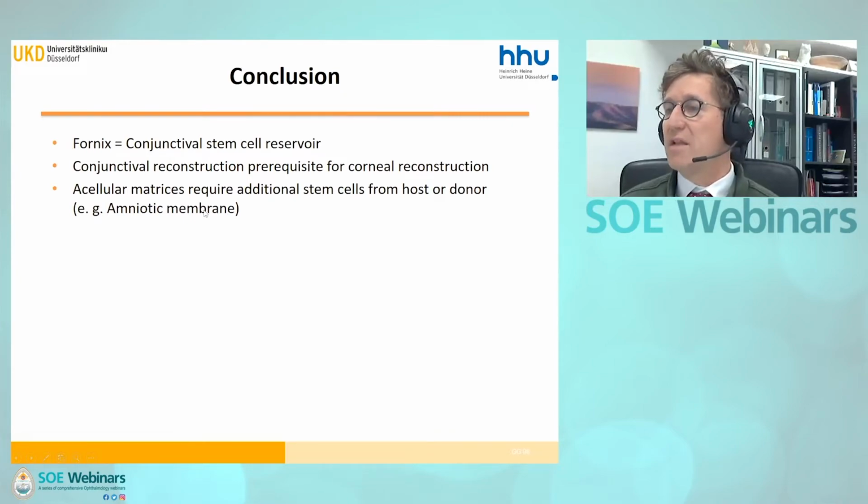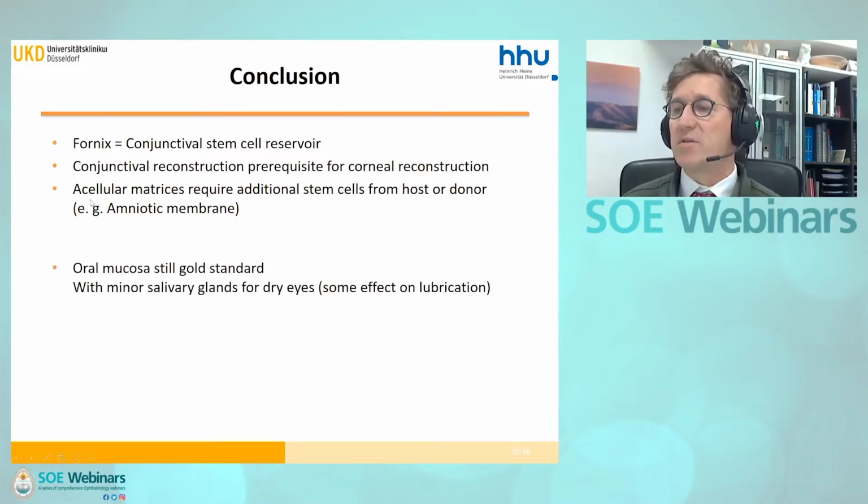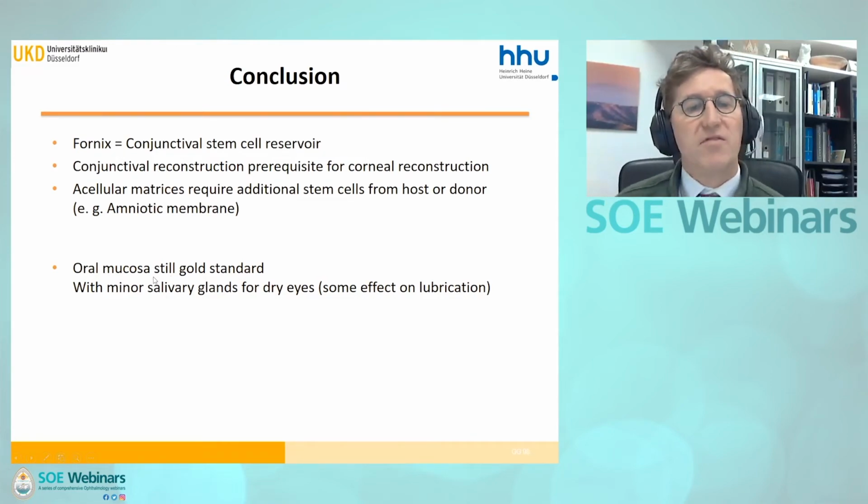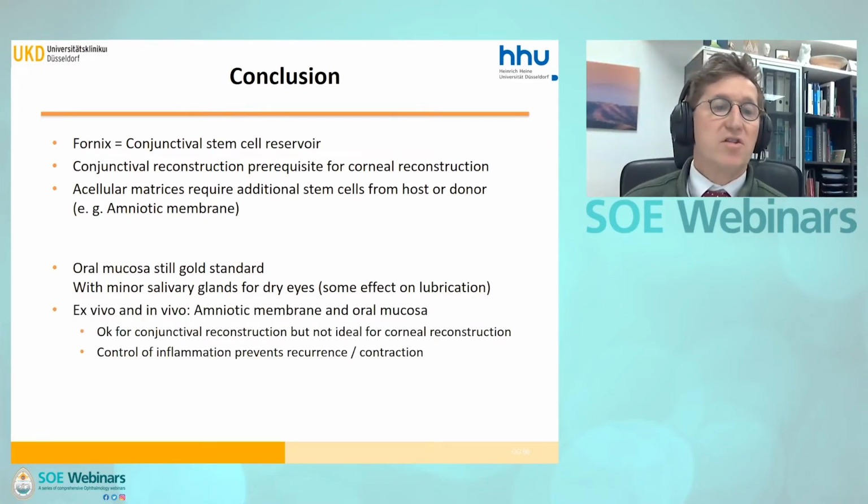If we use acellular matrices, we need stem cells, either from the host or a donor reservoir. And this is particularly important in amniotic membrane transplantation. Oral mucosa is still the gold standard for conjunctival reconstruction. We can use oral mucosa with minor salivary glands for severely dry eyes to give them some lubrication. We can alternatively use amniotic membrane and combine this with oral mucosa to expand the epithelium.